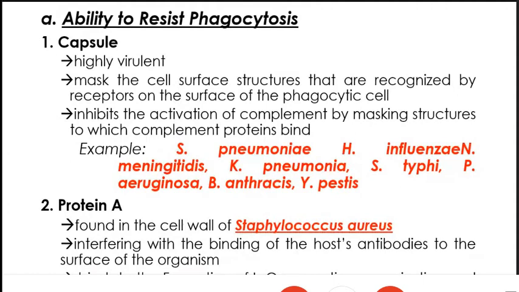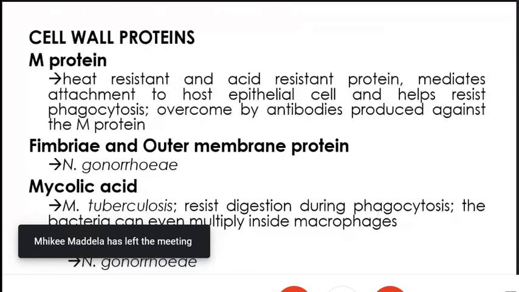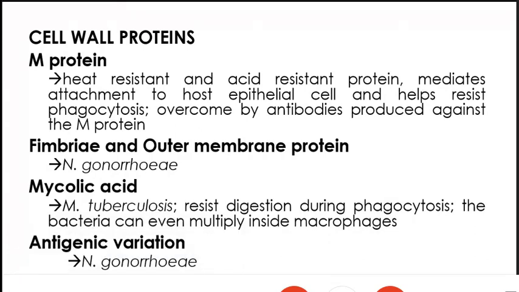Okay. Na-explain naman mabuti ni Juna V. We have the capsule and then you have your protein A. So, how about now your cell wall proteins? Mark? Ma'am? Yes. How about our cell wall proteins? What is their role in inhibiting phagocytosis?